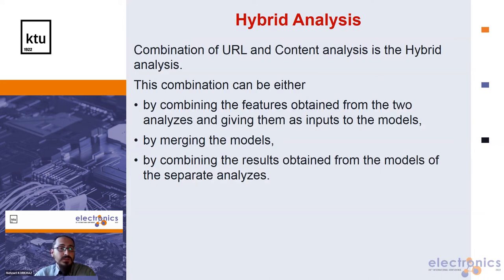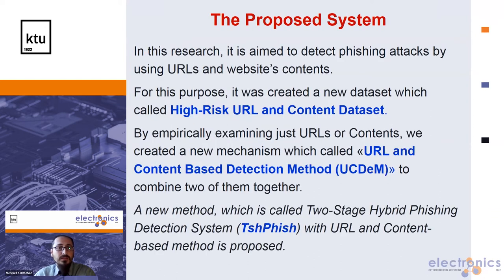This combination can be done either by combining the features obtained from two analyses and giving them as inputs to the models, or by merging the models, or by combining the results obtained from the models of the separate analyses. In this research, it is aimed to detect phishing attacks by using URLs and websites' contents.